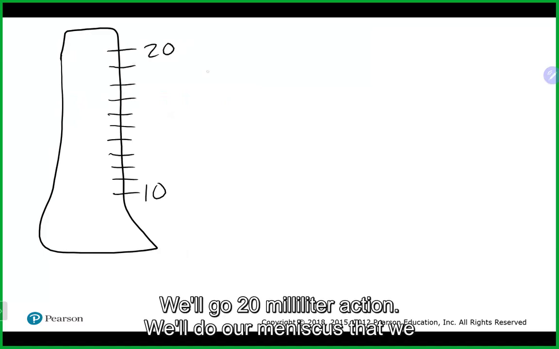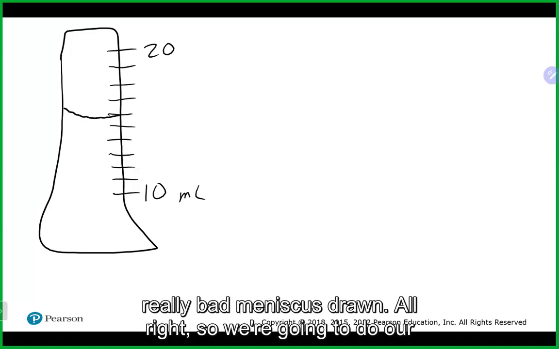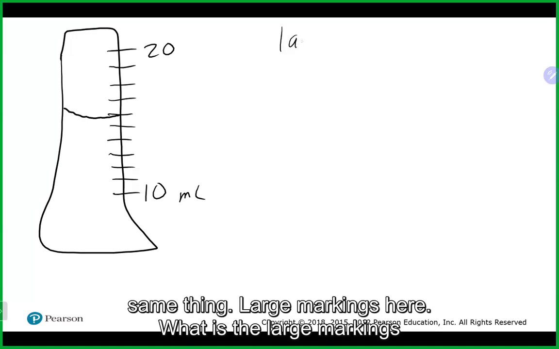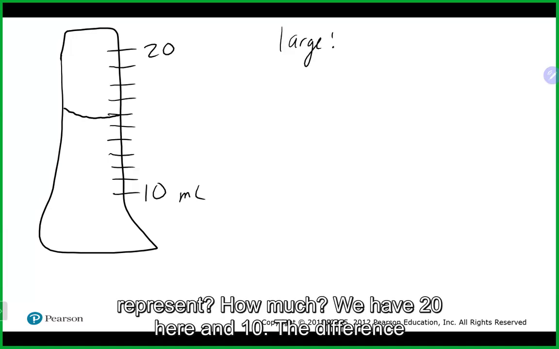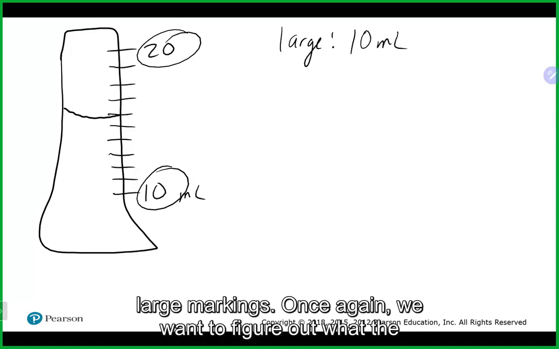We'll go 20 milliliters. We'll do our meniscus that we talked about, a little curvature of the liquid going on there. Really bad meniscus drawn. All right, so we're going to do our same thing. Large markings here. What do the large markings represent? How much? We have 20 here and 10. The difference there is 10. Yeah, so that is a 10 milliliter difference in the large markings.